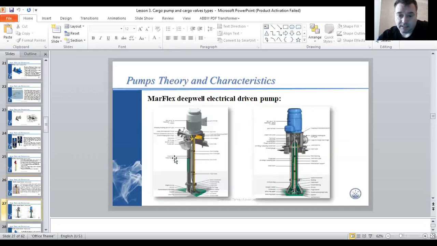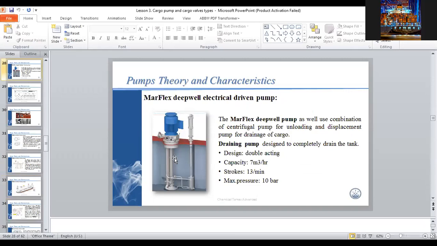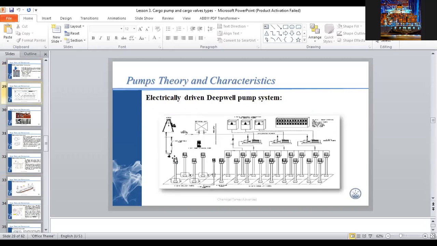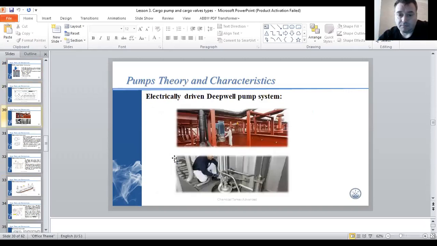So Marflex, yeah, this one. Electrical driven pump. You can imagine the man standing here, and you see how big the motor is. Yeah, it's very, very big, very powerful, but very easy to operate.